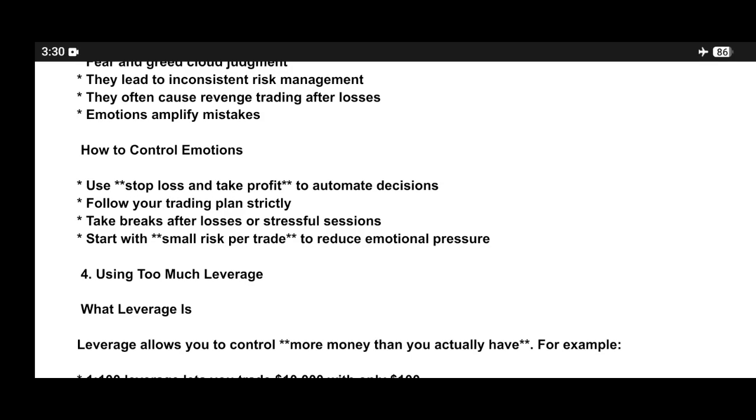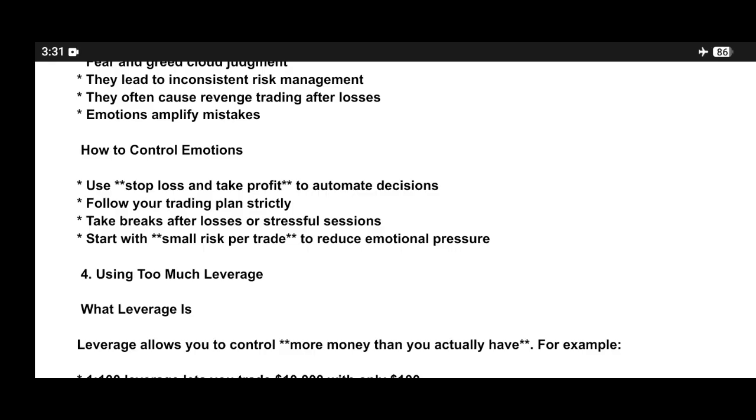One, use stop loss and take profit to automate decisions. Follow your trading plan strictly. Take a break after losses or a stressful session. And also start with small risk per trade to reduce emotional pressure.